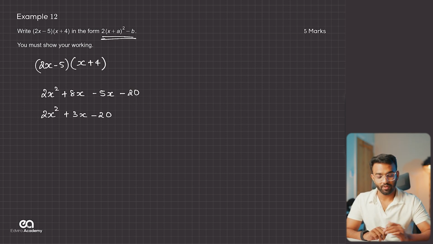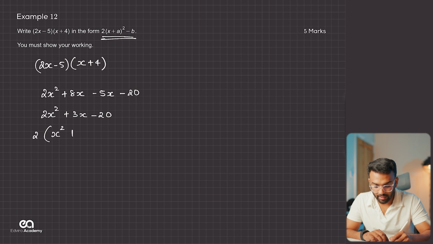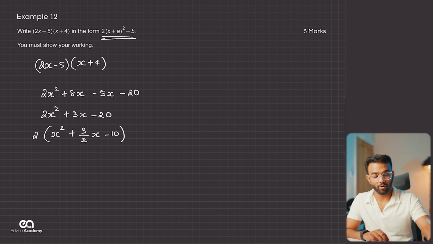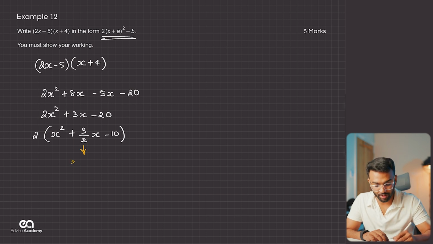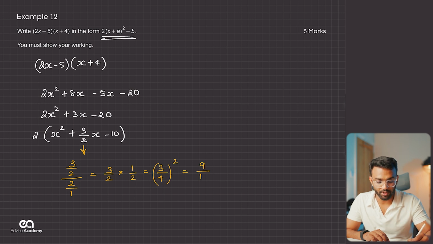Now what we're going to do, we have to take a 2 out, factorize this. This is why it's a 5-mark question. It's getting a bit complicated. And then we have 3 by 2 x minus 10. And according to the method which I have recommended you guys, we take this value, which is 3 by 2, and then divide that by 2 again. Okay, so 2 by 1. So this means 3 by 2 times 1 by 2, which is 3 by 4. And then we will square it, which is 9 over 16.